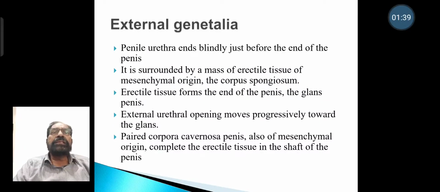The penile urethra ends blindly just before the end of the penis. It is surrounded by a mass of erectile tissue of mesenchymal origin, that is the corpus spongiosum. Erectile tissue forms the end of the penis, that is the glans penis. The external urethral opening moves progressively towards the glans. The paired corpora cavernosa penis, also of mesenchymal origin, complete the erectile tissue in the shaft of the penis.